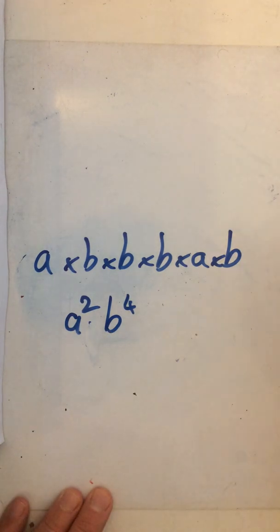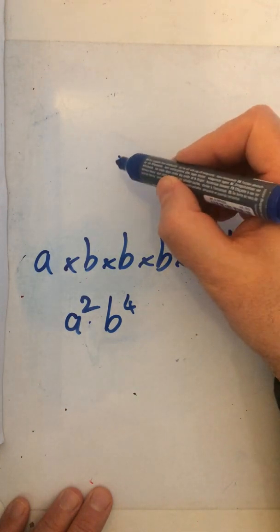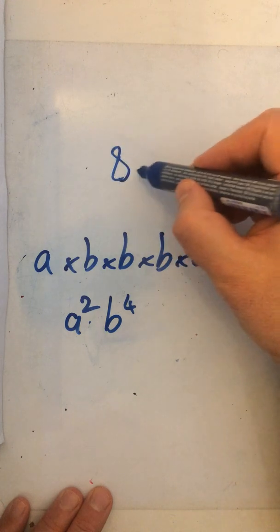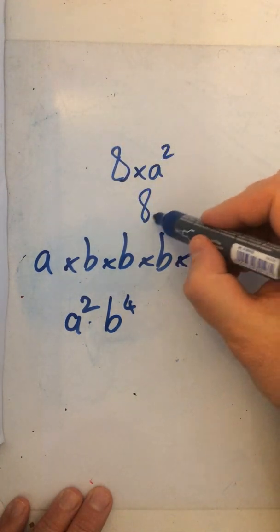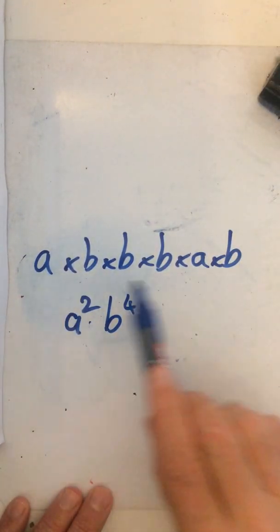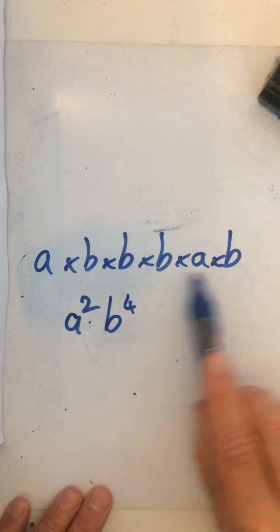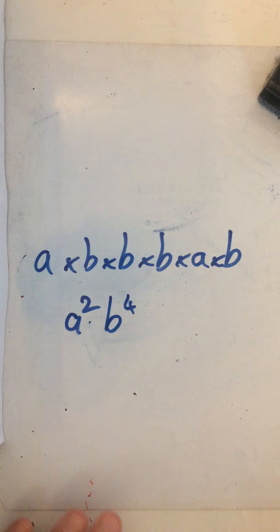It's a bit like on a previous question, we wouldn't put the answer like 8 times a squared, would we? We would just call it 8a squared. So remember, when you come to a question like that, a times a is a squared, b times b times b times b is b to the power of 4, and we don't put the times sign in.